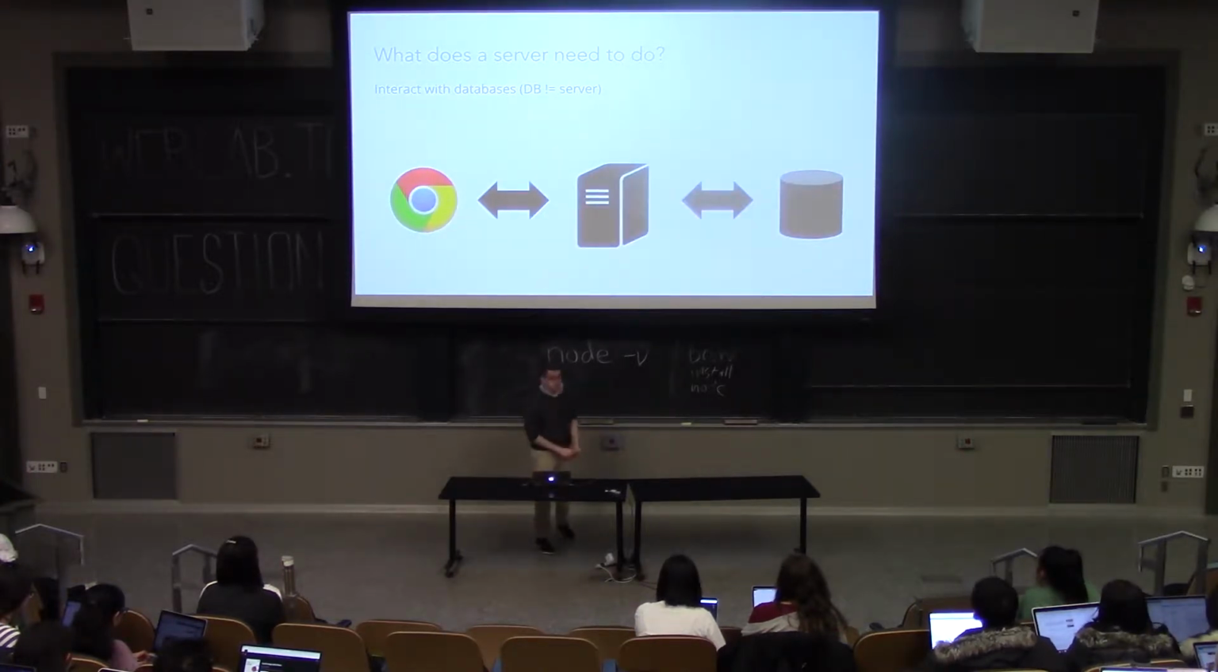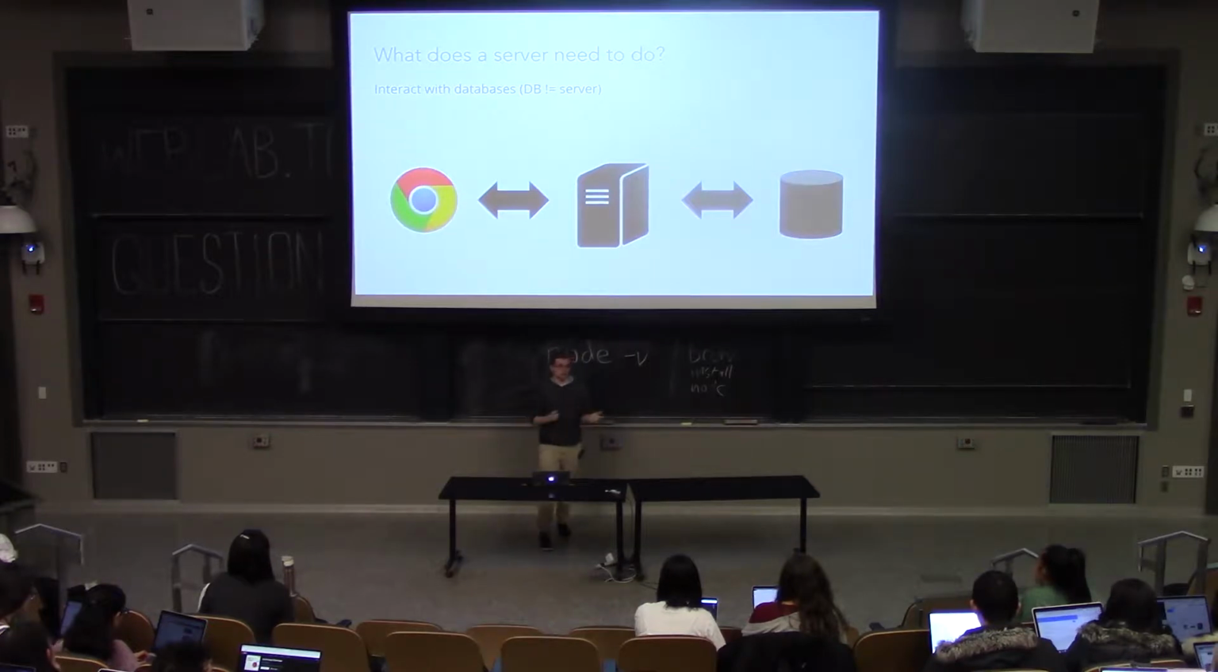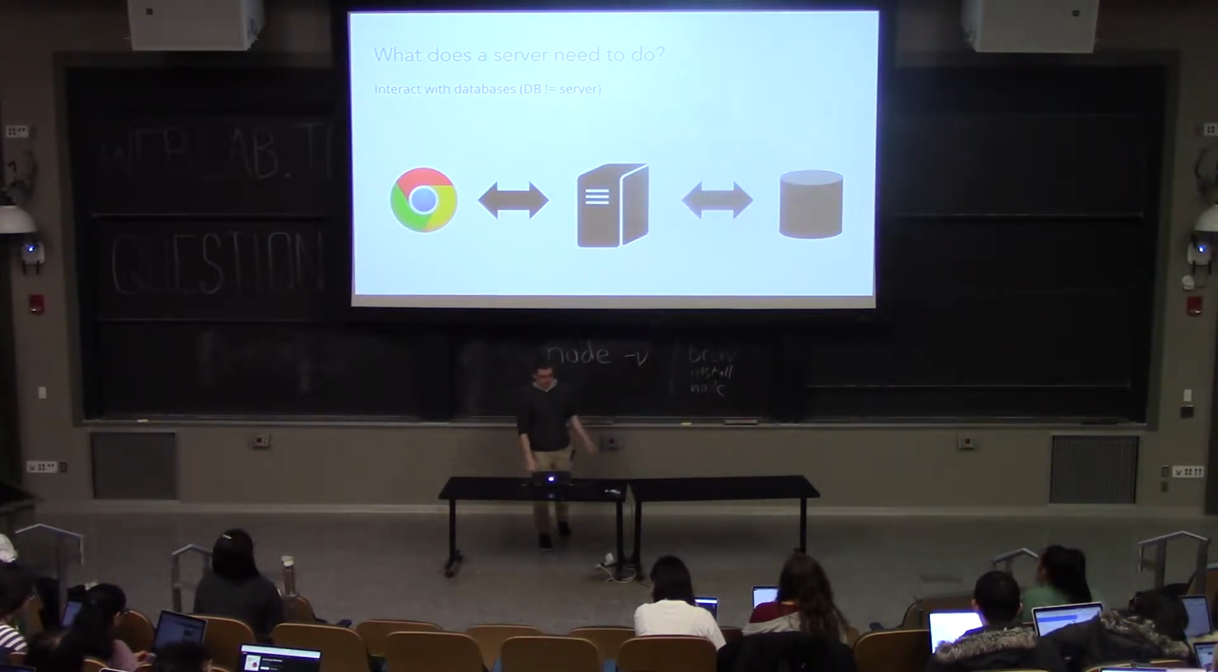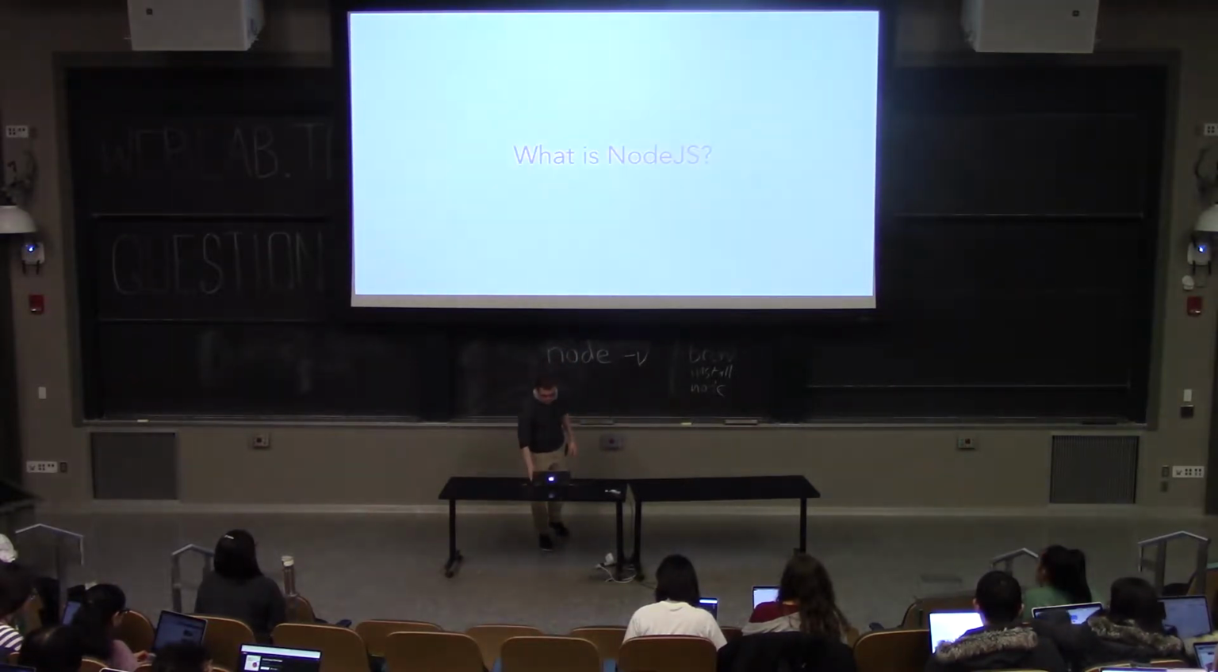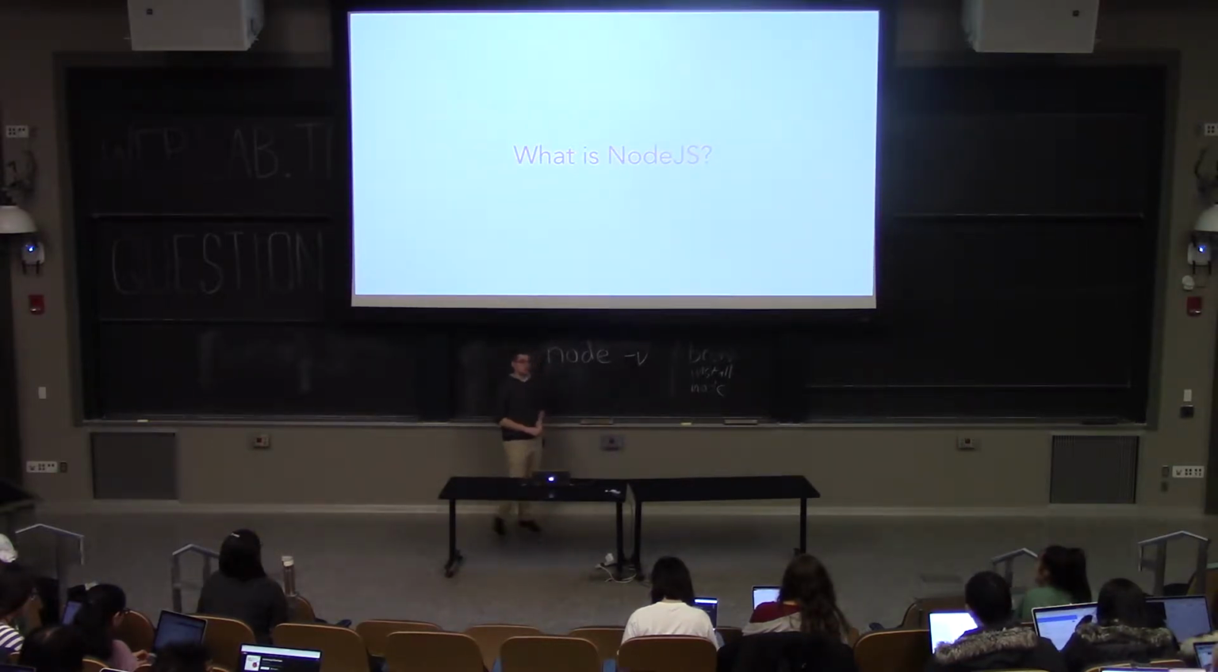And then it also has to interact with databases. We'll talk about this more tomorrow. But the important takeaway is that a database and a server are two separate things. A database stores all of your information. A server is just running, waiting for requests, and it will contact the database for you, and that's how data is communicated back and forth. So now we're going to transition and talk about Node, because this is going to be very important for us to set up servers.